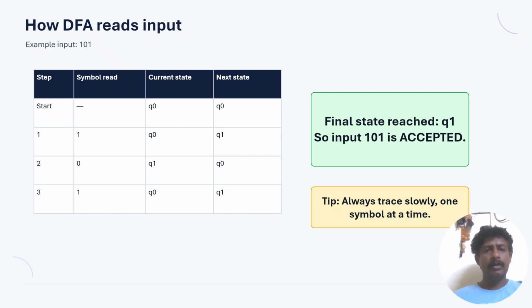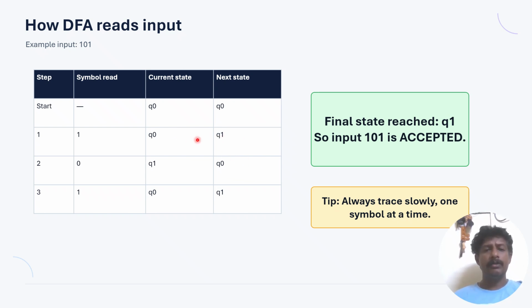Now let us trace the input 101 using the same DFA. This is an important part because many students understand the diagrams but get confused while tracing, so don't do it slowly. We start at Q0. The first symbol is 1, so from Q0 we go to Q1.